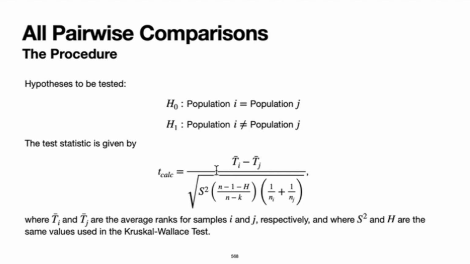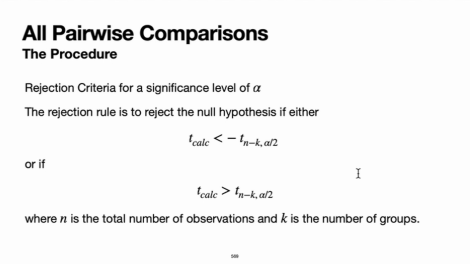The quantities in the numerator, t-bar I and t-bar J, are the average ranks for samples I and J. Down in the denominator, we have S squared and H, and those two quantities were computed in performing the original Kruskal-Wallis test. Once we've gotten this far in the process, we've already done the Kruskal-Wallis test, so we'll already have S squared and H. We also have N without a subscript, and we have K. Remember, N is the total sample size, and K is the number of groups or populations overall that we compared in the context of the Kruskal-Wallis test. So this is the test statistic that we're going to be using, and we have to evaluate its value, which requires us to come up with our rejection criteria. For a significance level of alpha, we're going to reject the null hypothesis if our test statistic t-calc is either really small or really big.